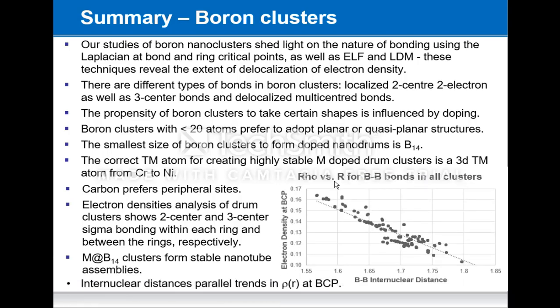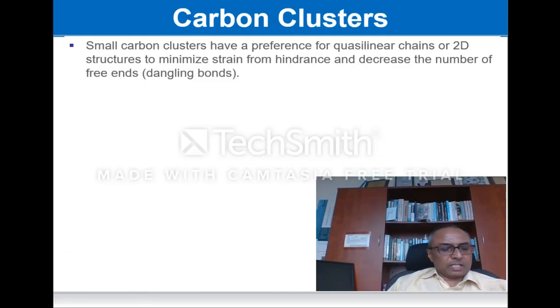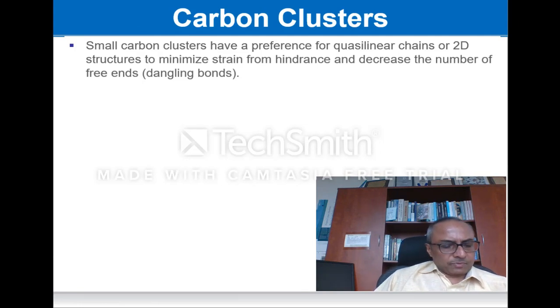And as we see here from this plot, the internuclear distance parallels trends in the electron density at the bond critical points. This plot contains data from all the boron clusters studied. Next, we look at carbon clusters. We know that small carbon clusters prefer quasi-linear chains in 2D structures to minimize strain and decrease the number of dangling bonds.